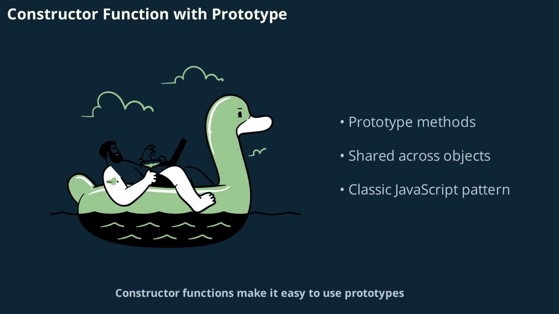Constructor functions make it easy to use prototypes. Just add methods to the constructor's prototype, and all objects created with new will share those methods. For example, Person.prototype.talk = function gives every person object access to the talk method. This is a classic pattern in JavaScript for efficient object creation.